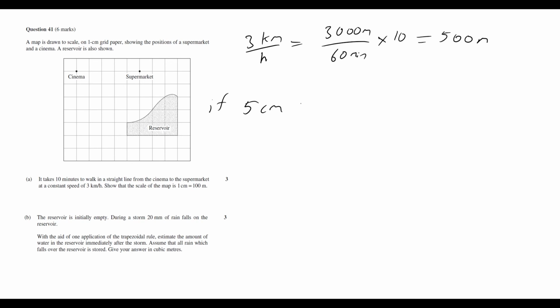What we know is that if it's 3 kilometers per hour, I'll write it out like that for now, then that means it's 3,000 meters for every 60 minutes. But if I'm traveling for 10 minutes only, I'll just multiply that by 10, and that will give us a value of 500 meters. So we end up with 500 meters for the distance between the cinema and the supermarket, and 500 meters is represented by 5 centimeters. So if 5 centimeters equals 500 meters, therefore 1 centimeter equals 100 meters. And that's as required, and that's part A.